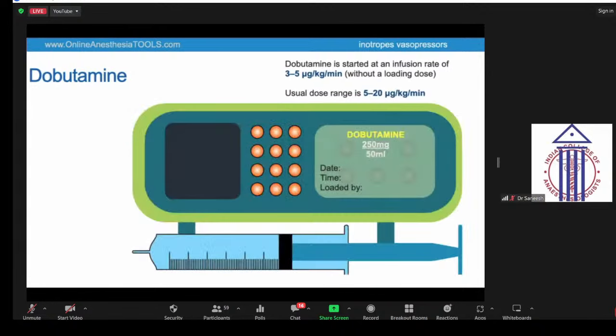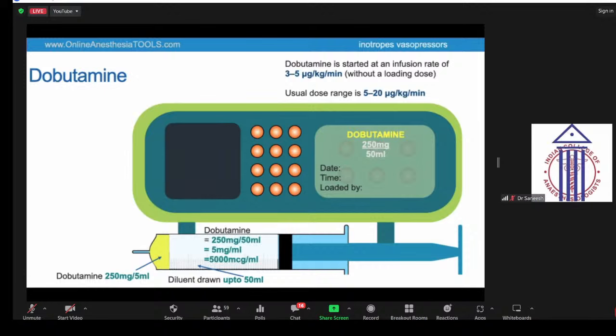Now on the practical side, how do we dilute it? So we know that 1 ampule or 5 ml contains 250 milligrams. You dilute it with 5% dextrose or normal saline to 50 ml. Now we have 250 milligrams in 50 ml. That means 5 milligrams per ml, in other words, 5000 micrograms per ml. Now imagine a 50 kg patient, so how much per kg? 5000 per ml divided by 50 is 100 micrograms per kg per ml.